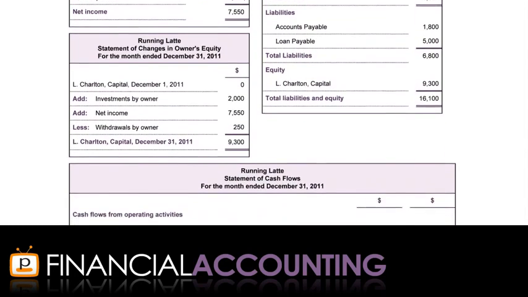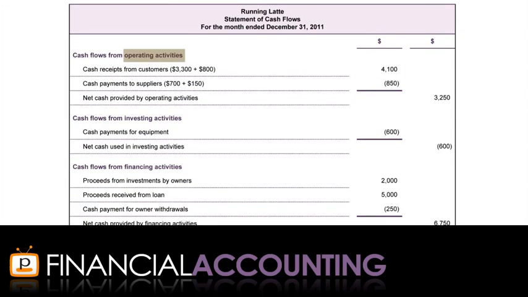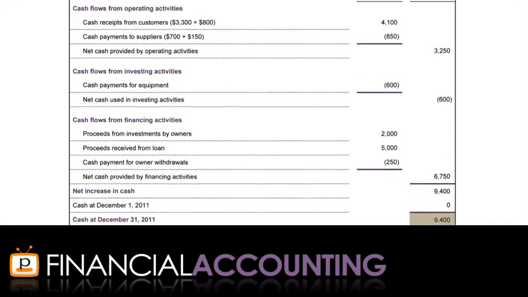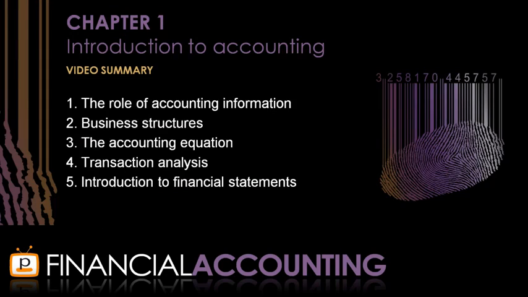The final financial statement is the statement of cash flows, which explains the inflows and outflows of cash from operating, investing and financing activities over a period of time. Note that the ending balance of cash in the cash flow statement is equal to the balance of cash reported in the balance sheet. So that's Chapter 1, Introduction to Accounting. The key topics were the role of accounting information, business structures, the accounting equation, transaction analysis, and introduction to financial statements.